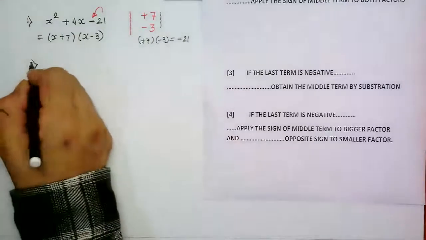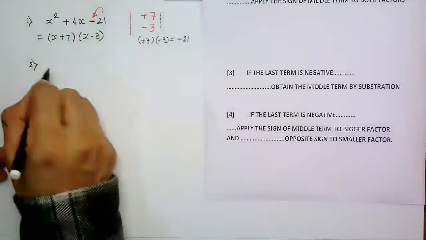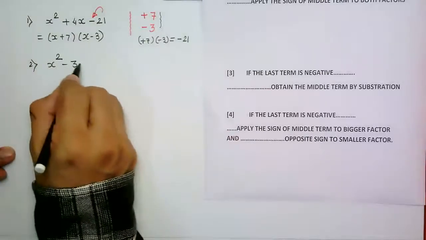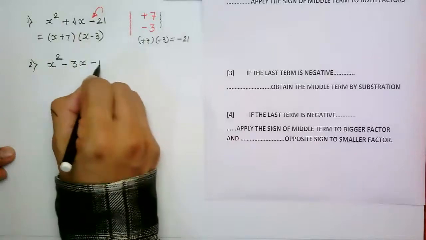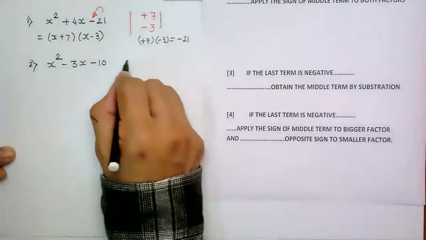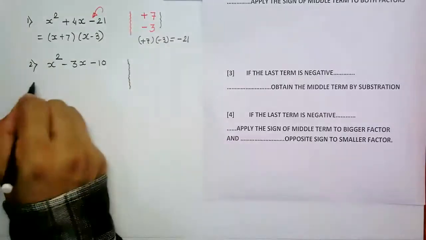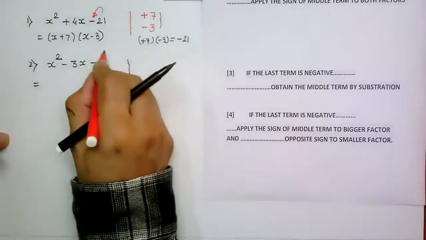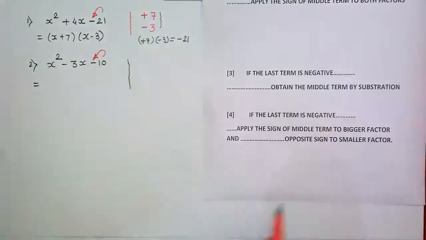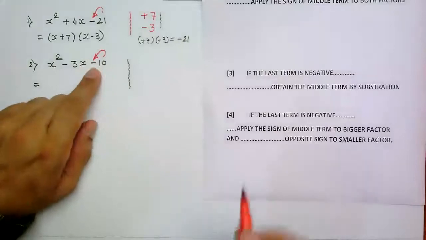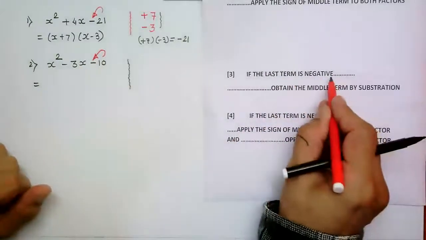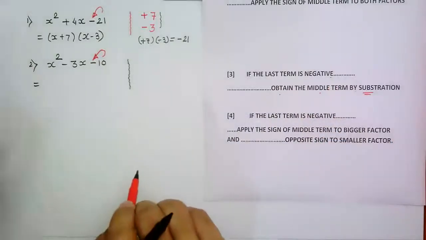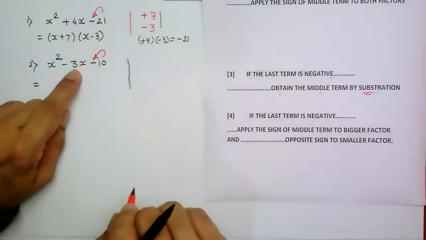Second question. x squared minus 3x minus 10. We want to factorize this quadratic. First of all, you have to look into the sign of last term. Last term is negative. If the last term is negative, obtain the middle term by subtraction. So I have to obtain this 3 by subtraction.